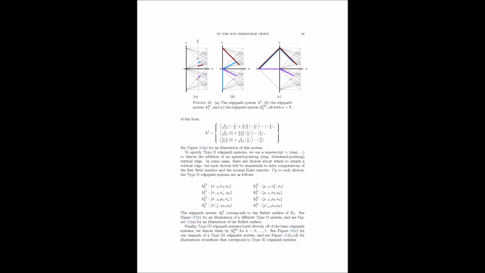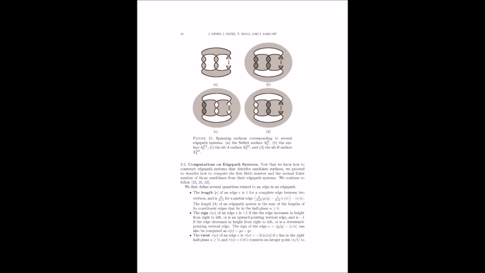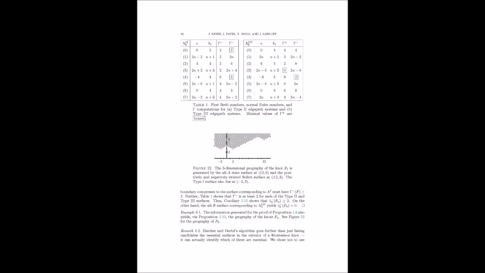The process involves dividing S3 into 3 balls that meet at an axis, and then using an edge path diagram on a grid. Right. It's a combinatorial representation of the topology. Paths on this diagram correspond to how a surface is built from fundamental pieces called saddles and tubes. They define basic edge paths, and then 3 types of edge path systems, which correspond to the 3 ways an essential surface can be constructed.